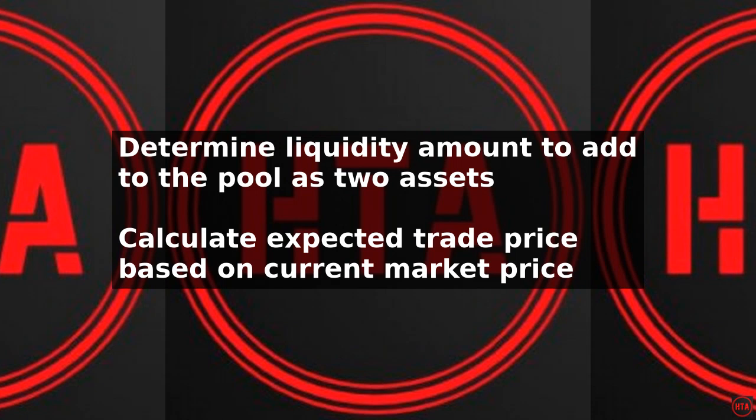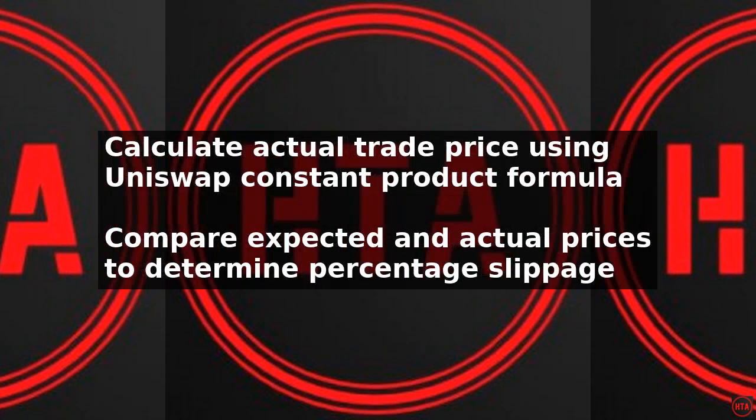This is done by using the Uniswap constant product market maker formula, which takes into account the amount of liquidity you are adding and the current reserves in the pool. The formula is x*y = k, where x and y are the reserves of the two assets and k is a constant. To calculate slippage, you need to compare the expected price with the actual price.